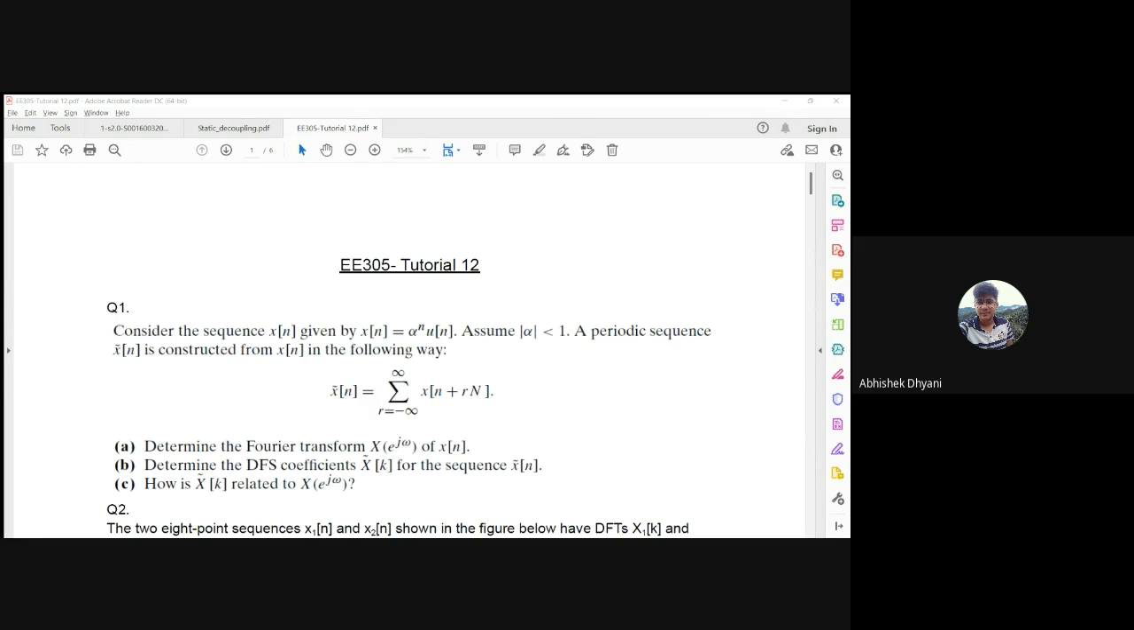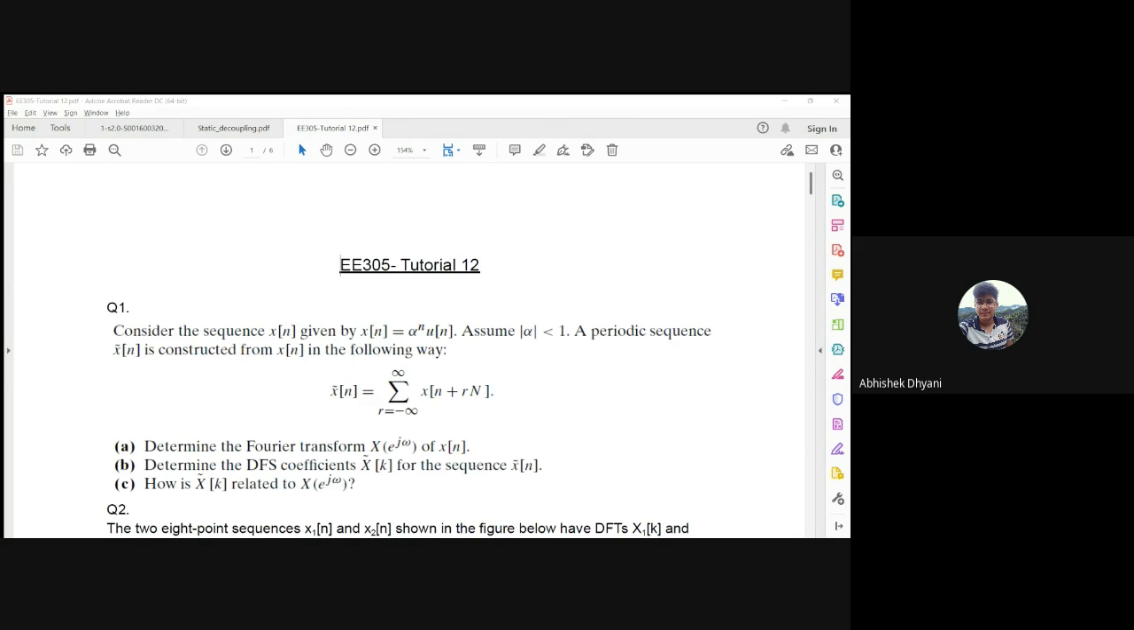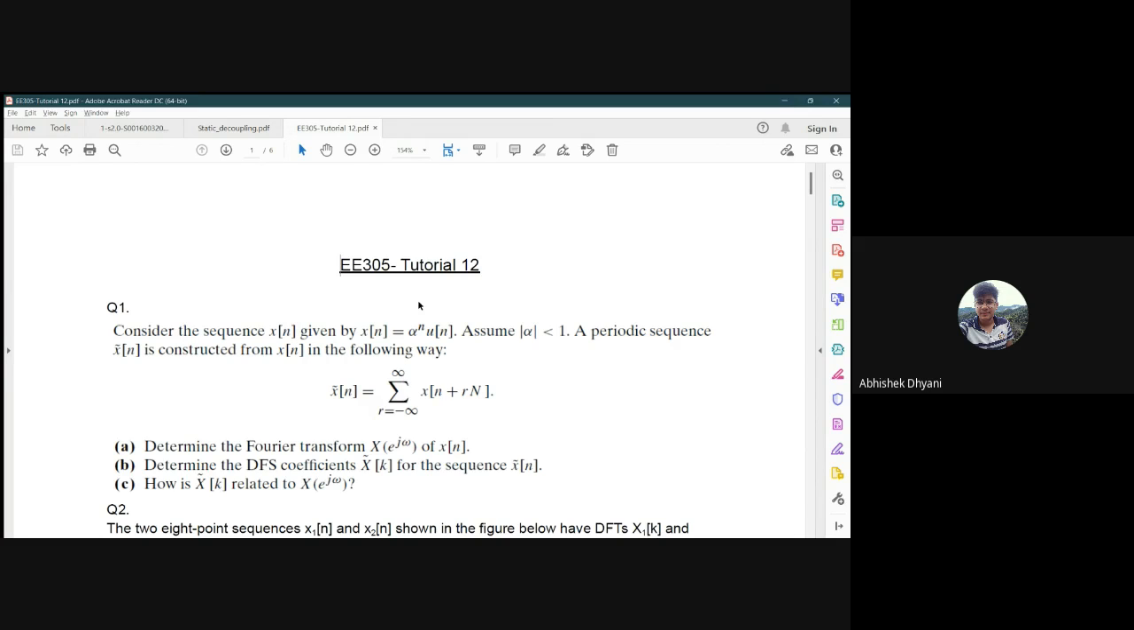So okay, let me start with question number one. In this question, it is said that we consider the sequence x of n, and it is given by x of n is equal to alpha raised to the power n u of n, and we have to assume that mod of alpha is less than 1.